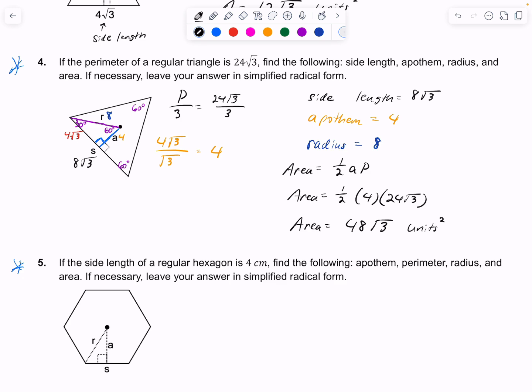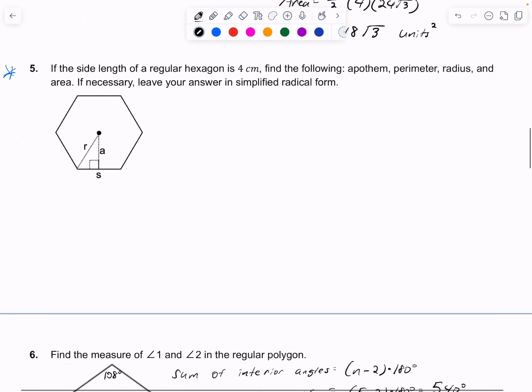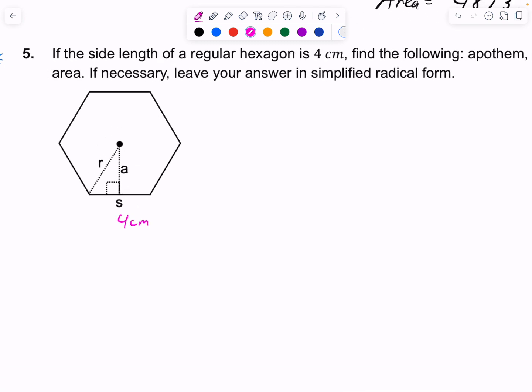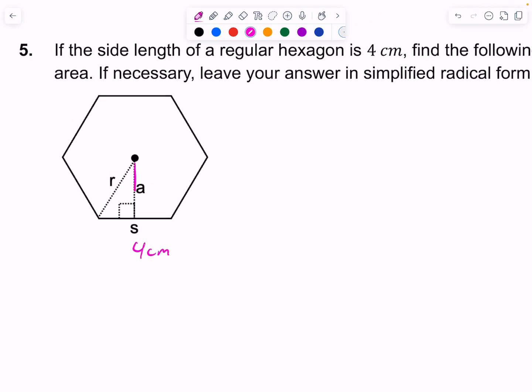Okay, let's keep going. Let's do number 5. All right, this time we have a regular hexagon, and they're telling us that the side length is 4 centimeters. So this is going to be 4 centimeters. So that means if I look at this apothem that's drawn, that's going to split that side in half. So this is going to be 2 centimeters.